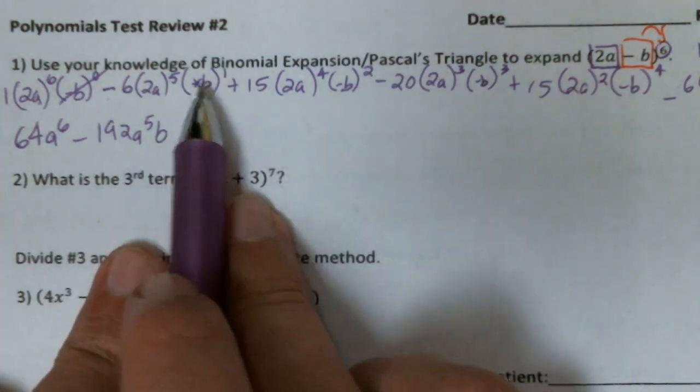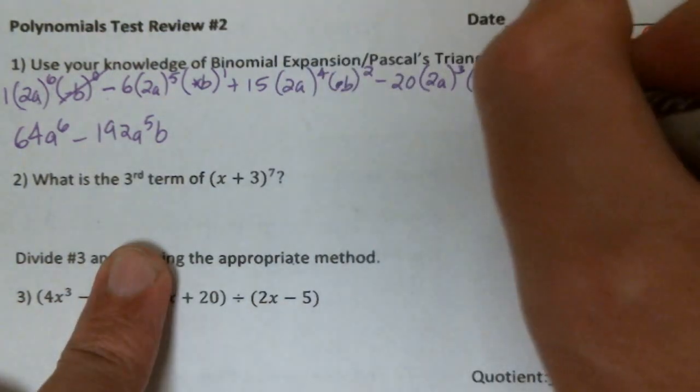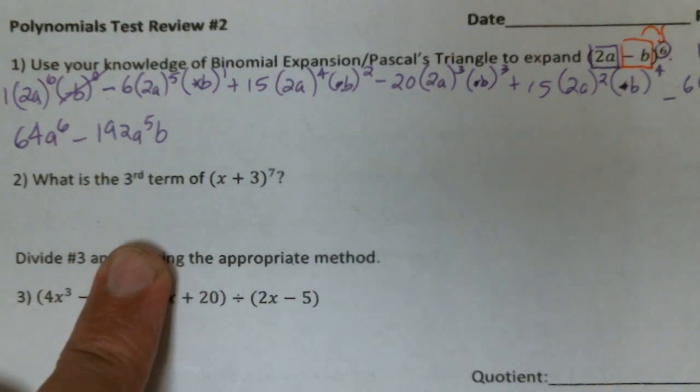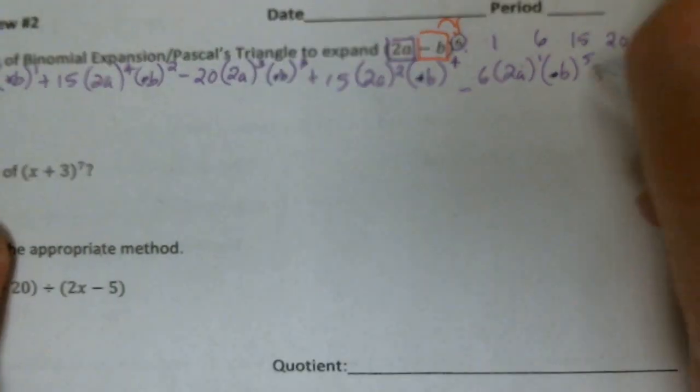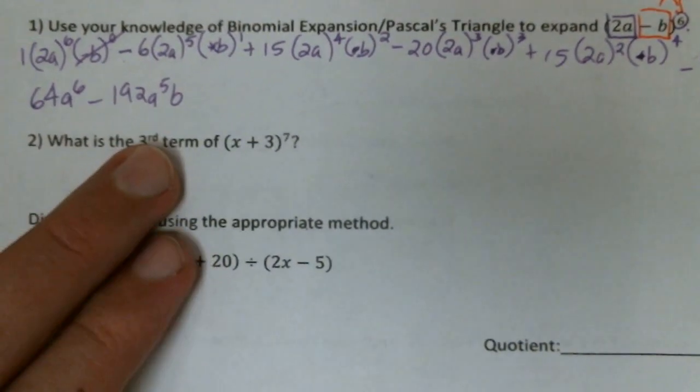Now I have a to the 5th, and then I have this b to the 1, or just b. Okay, again, don't worry about the negative b's in here. I don't really care about these negative b's anymore, since I already know what the signs of all my terms are going to be. So I just kind of ignore that.